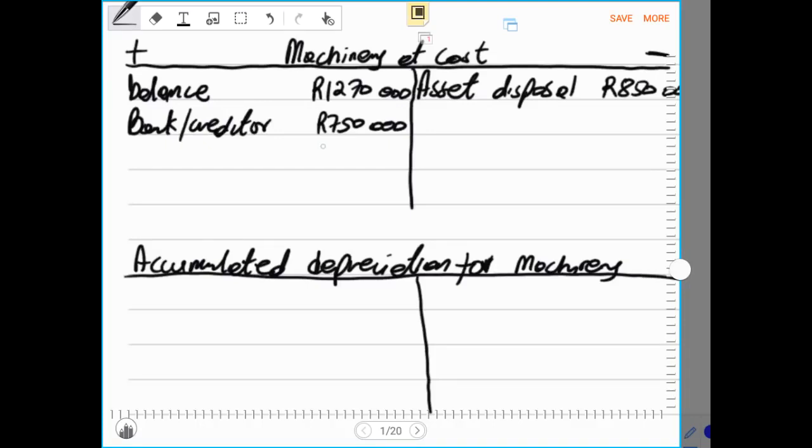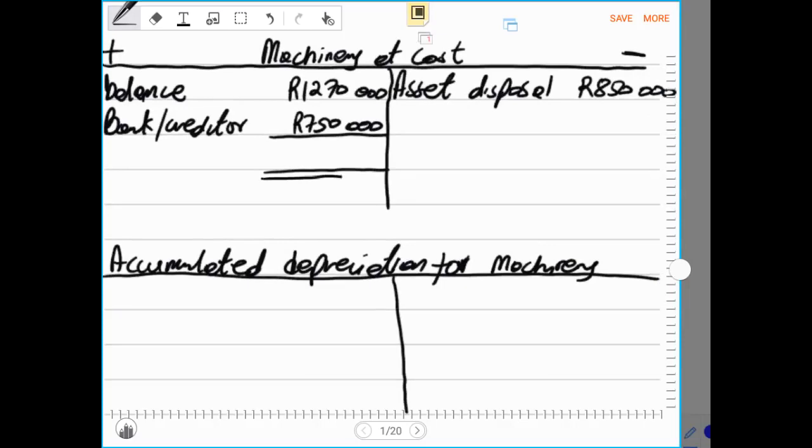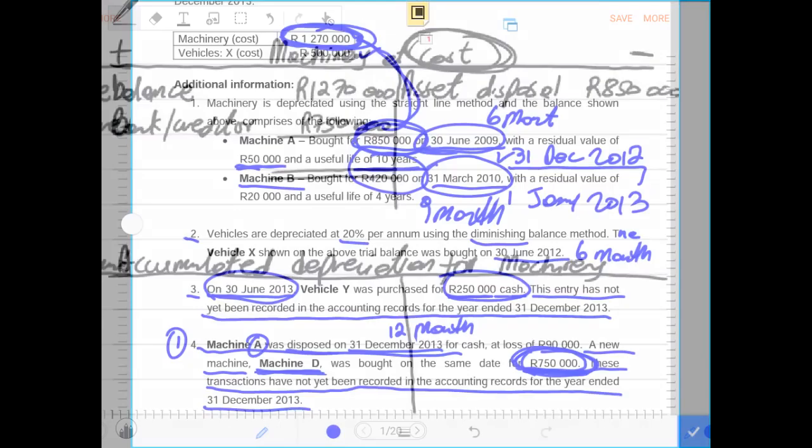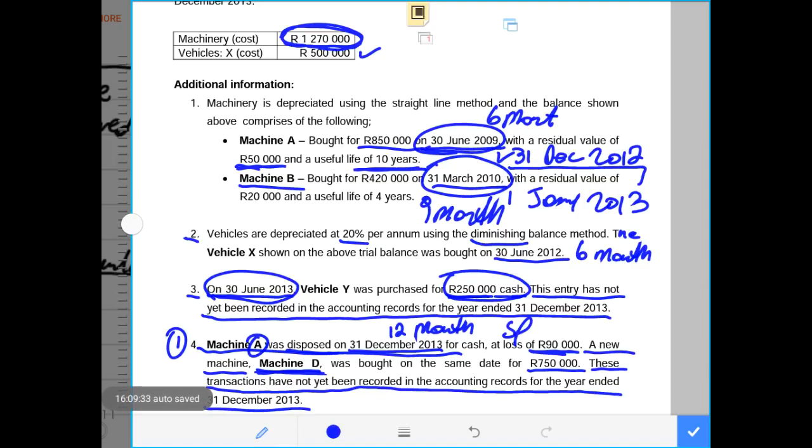And there was no other asset in terms of machinery that was bought during the current year. And I want to emphasize this: in this ledger account, we record at the cost price, not the selling price, please. I know some students will have a view of recording the 90,000 because machine A was sold at a loss of 90,000. No, a loss will go to the asset disposal. The 90,000 is not supposed to be recorded when you are de-recognizing the asset at the cost price. Even if there was a selling price, that would not have to be taken into consideration.